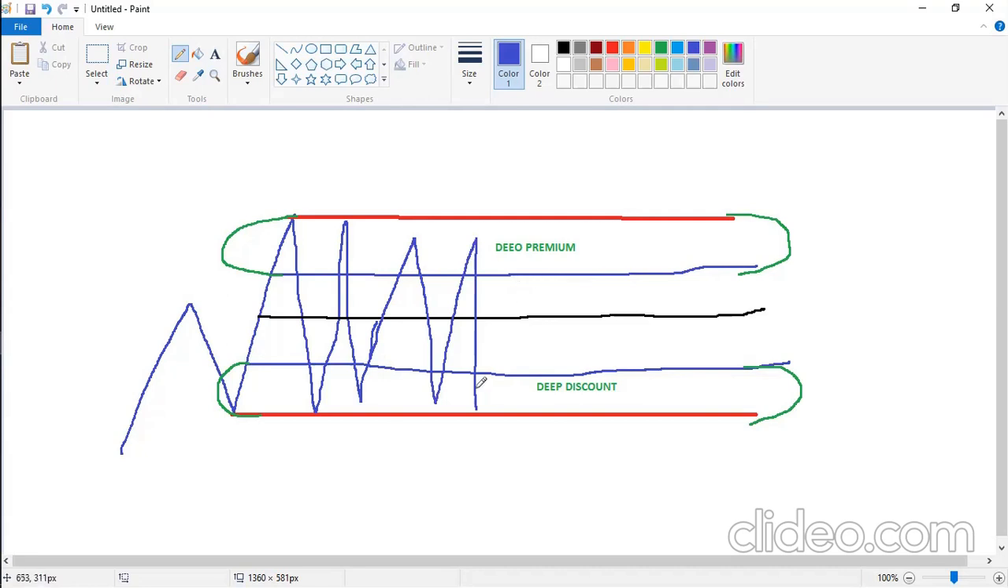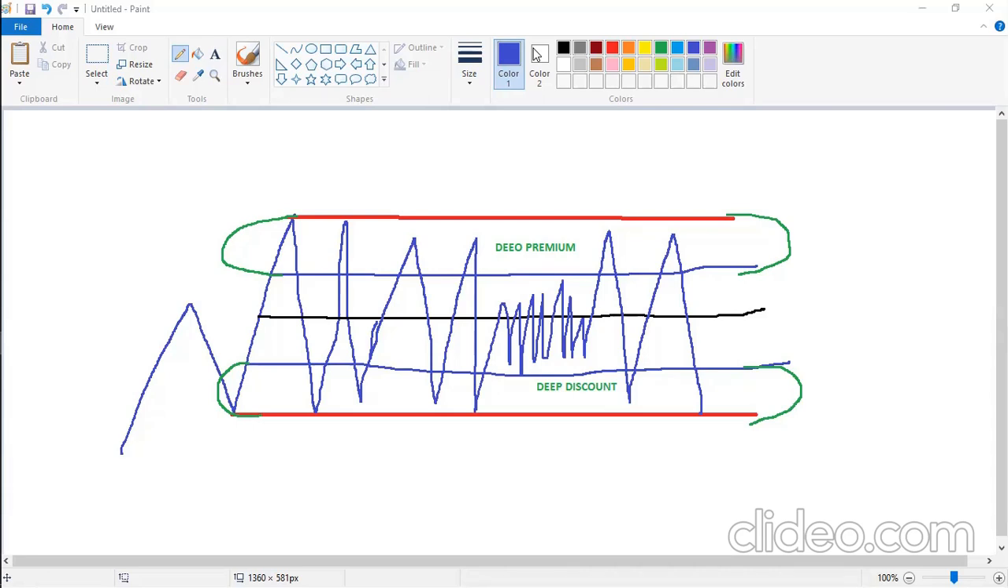Dip premium, dip discount. In between here, you don't do anything. Why? Because they like to do this in between here. So wait for price to come to dip premium, then you sell. Dip discount, you buy. Dip premium, you sell. Dip discount, you buy. So in an uptrend, you buy in discount. In a downtrend, you sell in premium, but only in a range, it's a bit different. That's where you buy in dip discount and sell in dip premium.